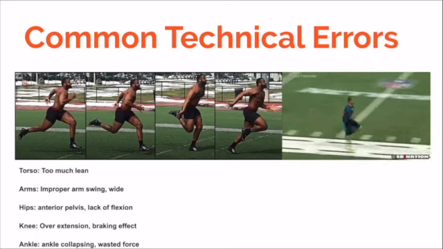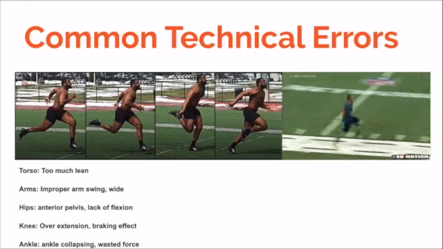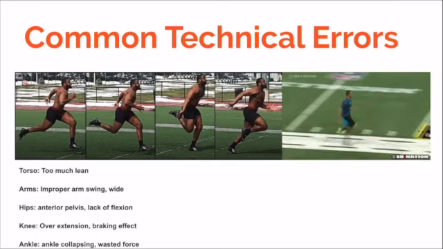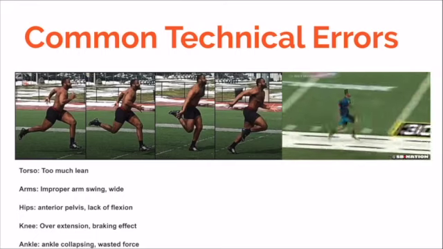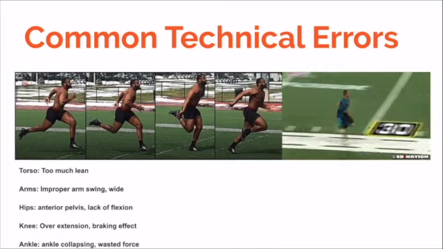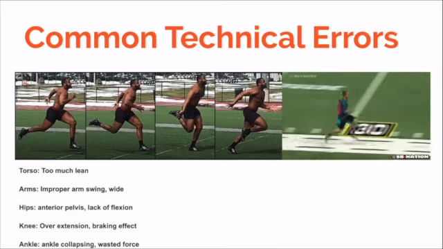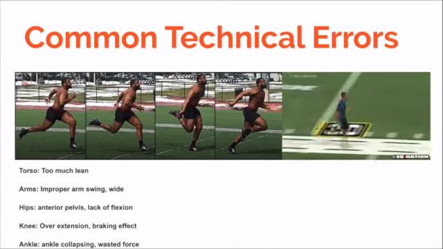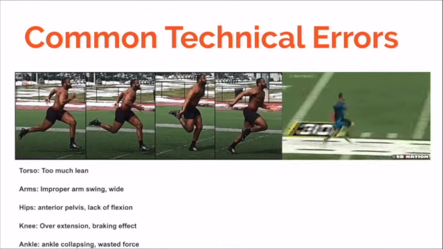Having too much torso lean paired with the lack of hip flexion, the athlete may try to compensate by having an overextension of the knee, or what many call overreaching. When this occurs, the athlete may be forced to heel strike, which produces that negative braking effect.